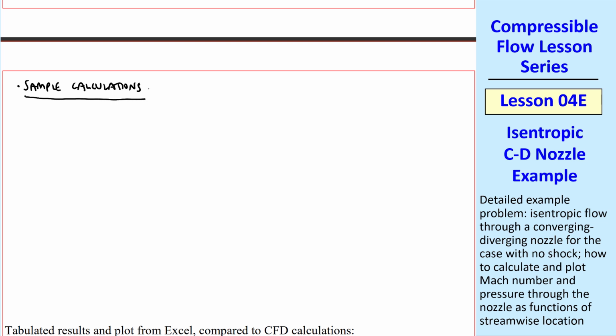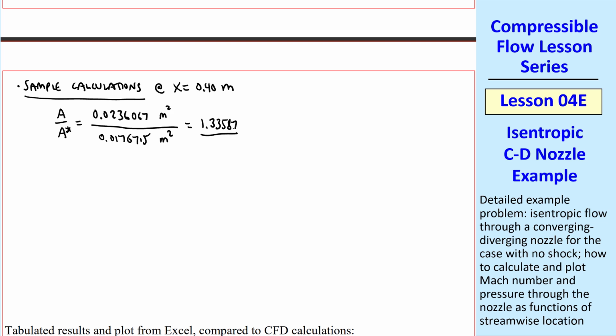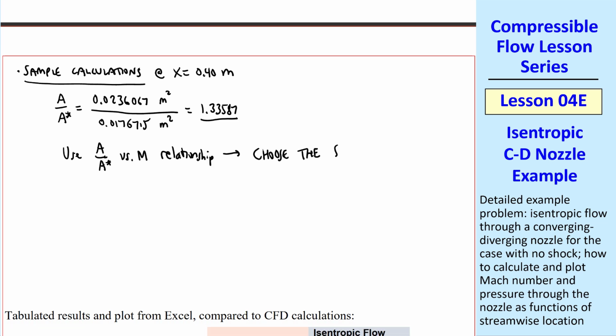Let's do some sample calculations, and I picked x equals 0.40 meters as our sample point. From the table we can calculate A over A star. Since we know A and we know A star, I get 1.33587. Now we use the area ratio versus Mach number relationship, where we choose the supersonic root, since this location at 0.4 meters is past the throat and is in the diverging portion of the duct. Well, we solve for M, picking the supersonic root.